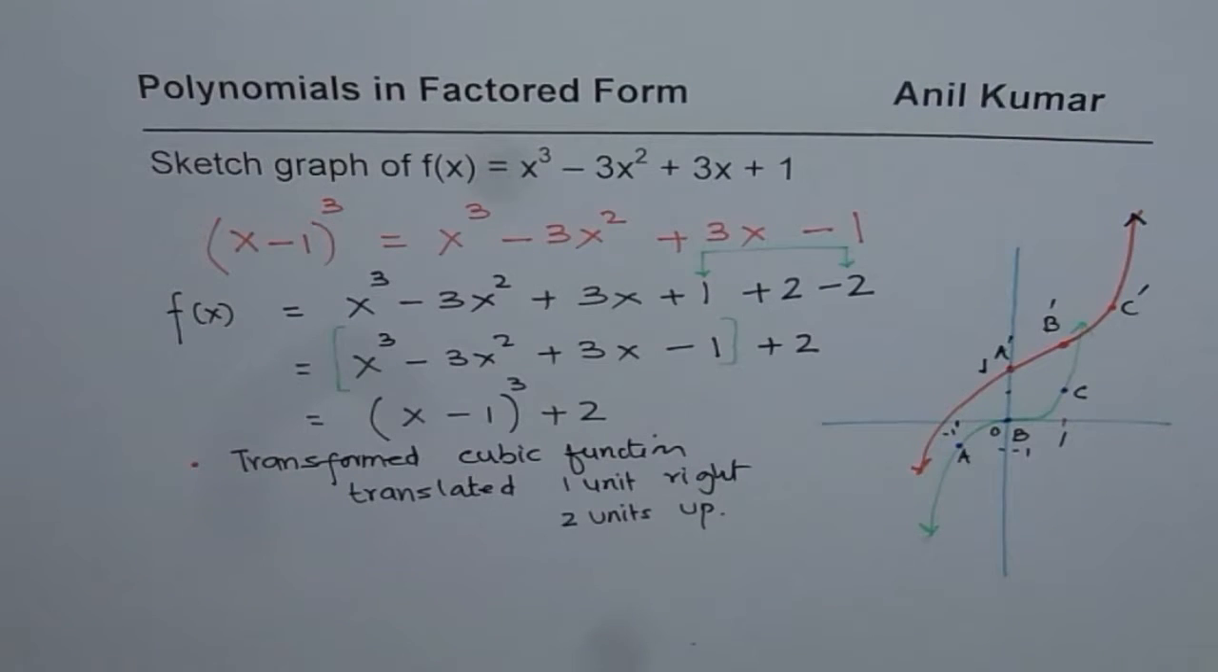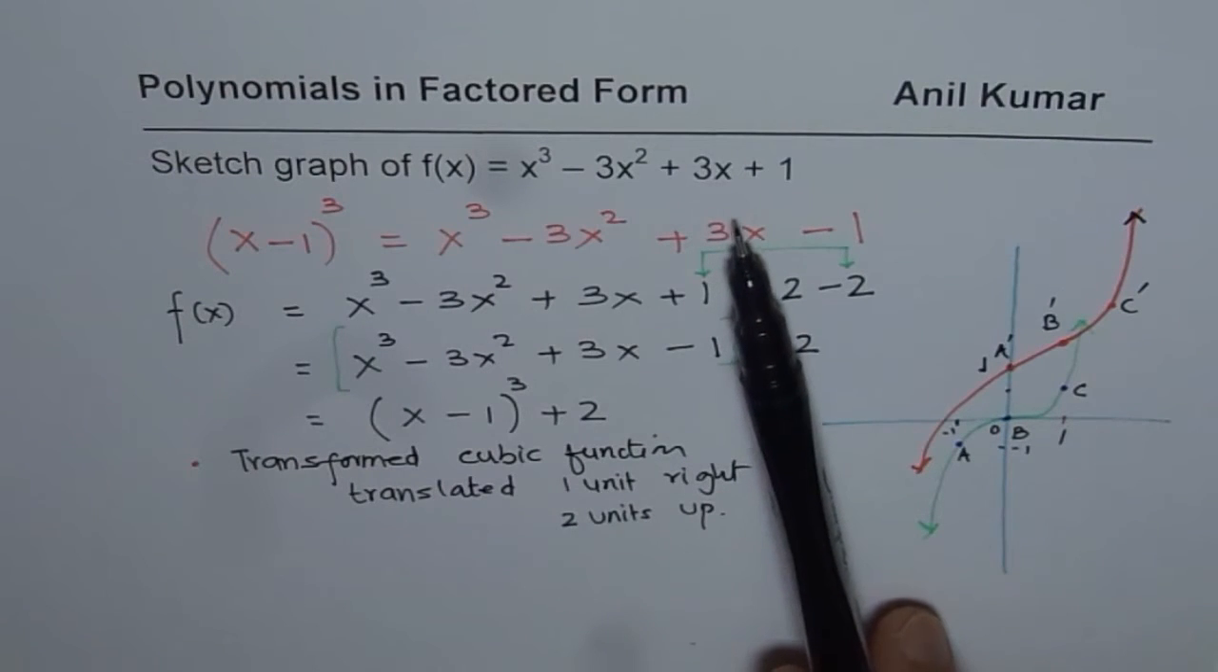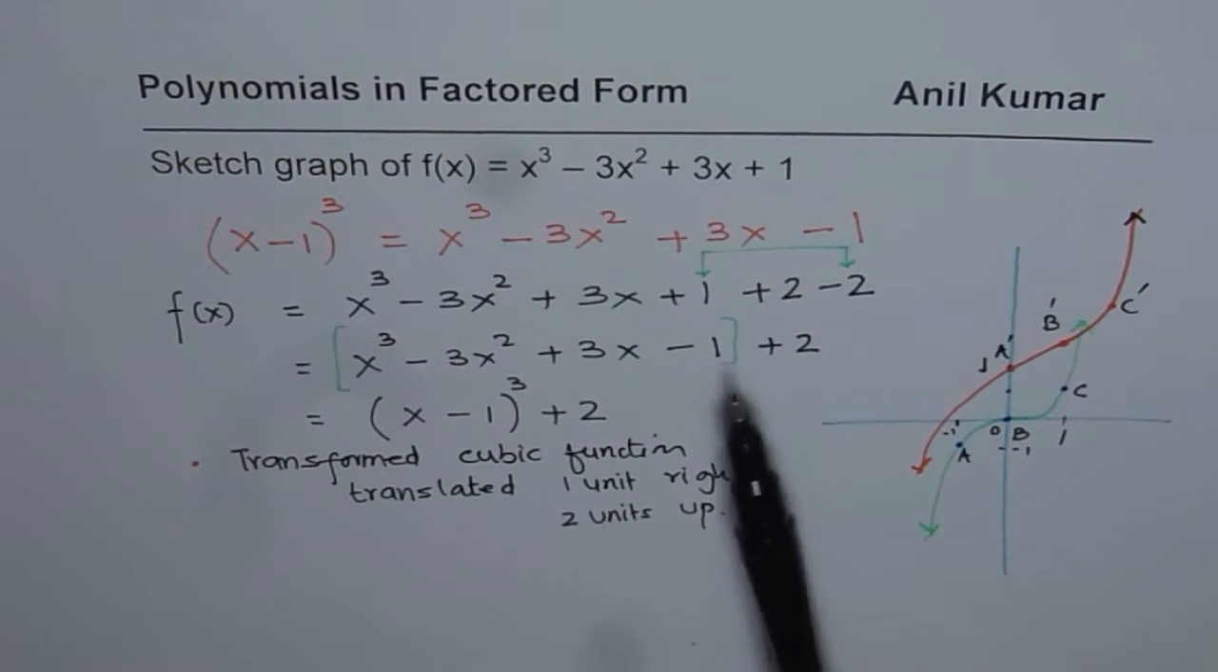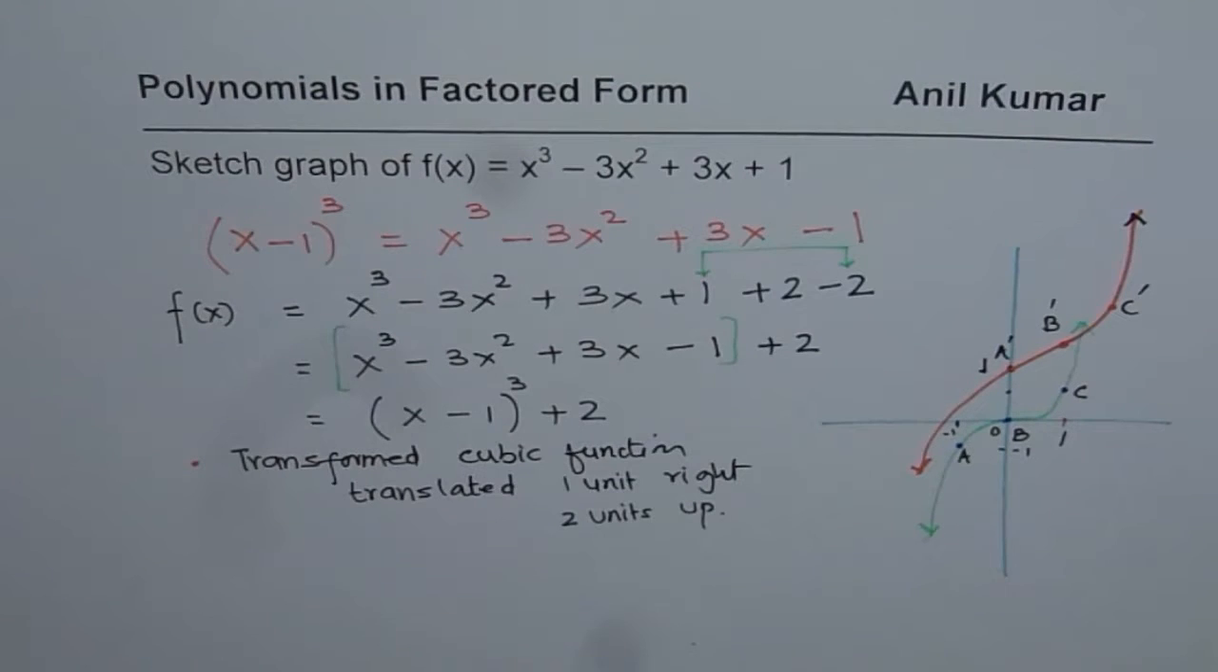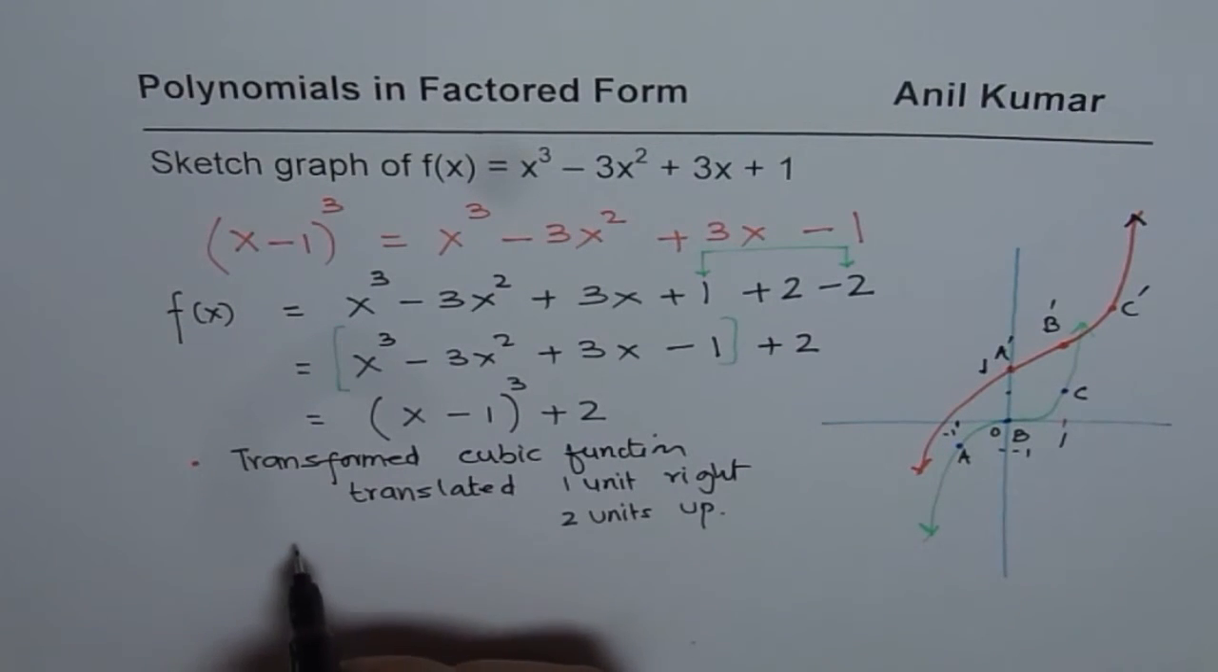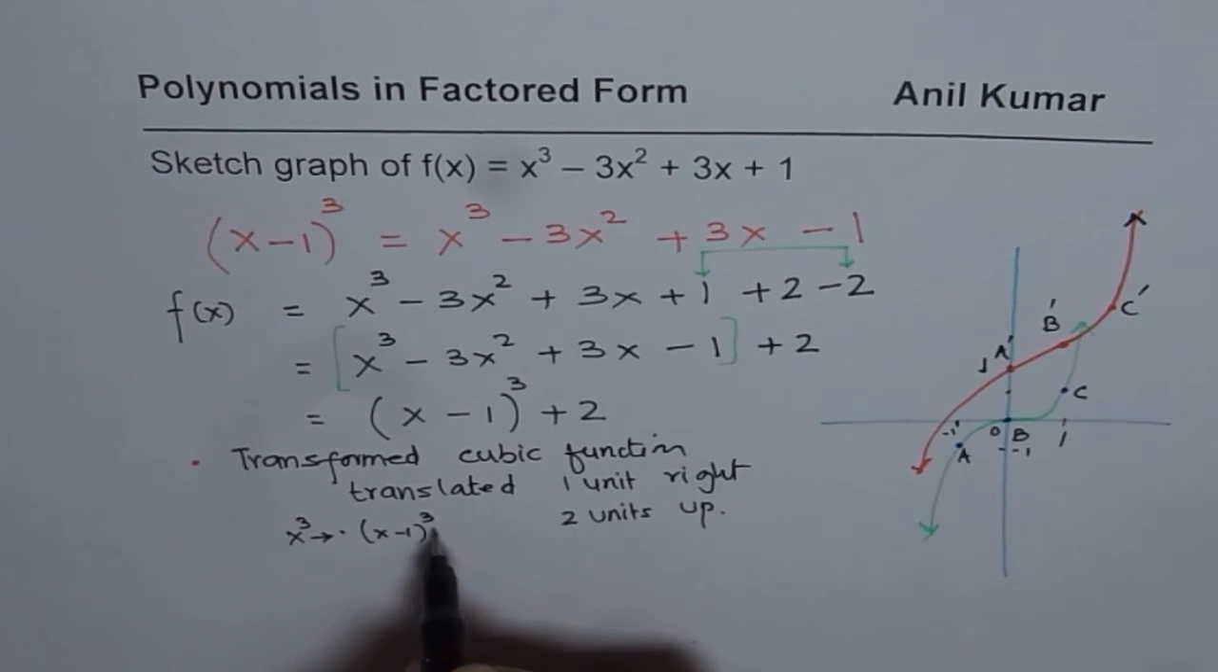So at times, what I want to highlight here is when you look at the polynomial equation, you can think about writing it in the form which I've shown, which helps you to describe the transformation. Then it becomes very easy to sketch an accurate graph. I hope that helps, right? So we have drawn basic cubic function, and then we have translated that. So this was x cube, which we have translated to x minus 1 whole cube plus 2, right?